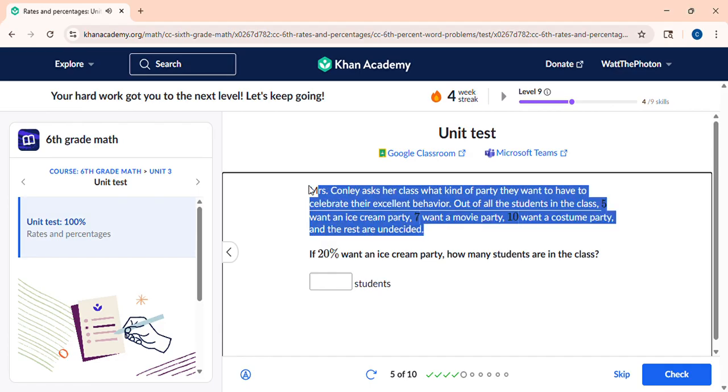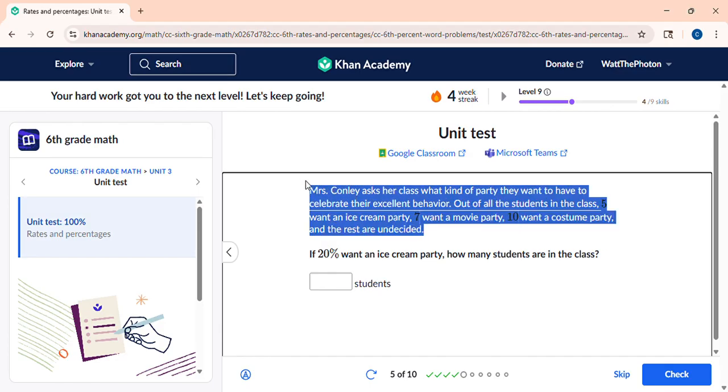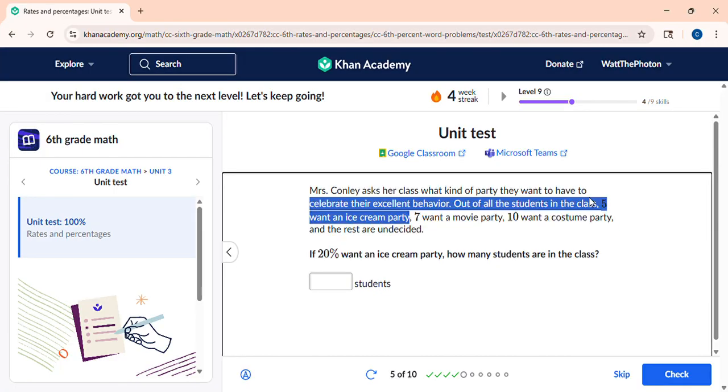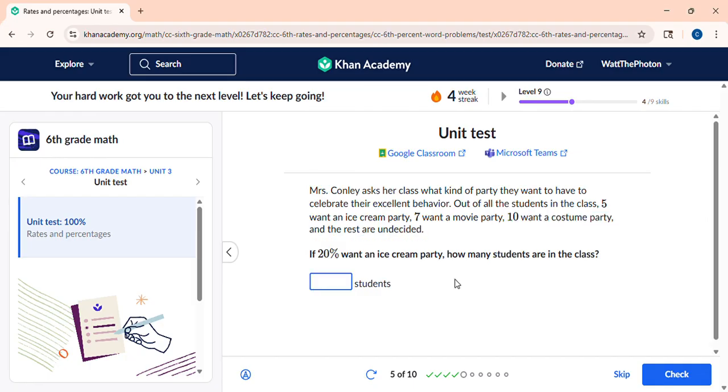Miss Conley asked her class what kind of party they want to have to celebrate their excellent behavior. Of all the students in the class, 5 went to an ice cream party, 7 went to a movie party, 10 went to a costume party, and the rest were undecided. If 20% want to go to the ice cream party, how many students are in the class?